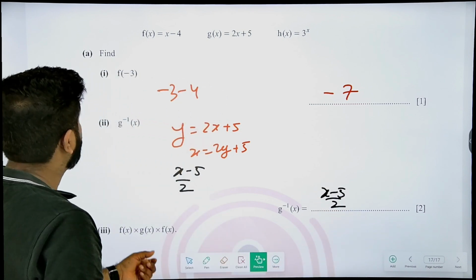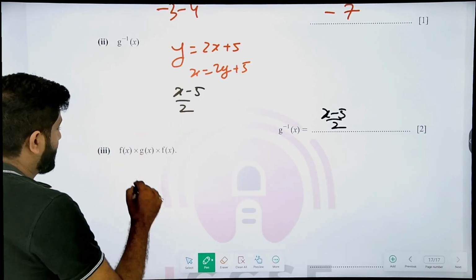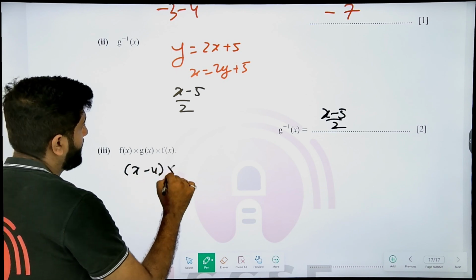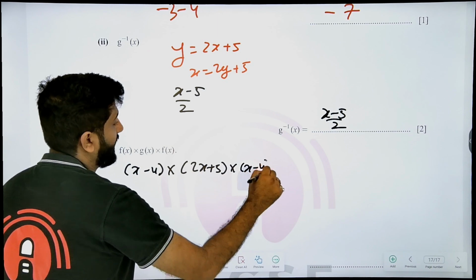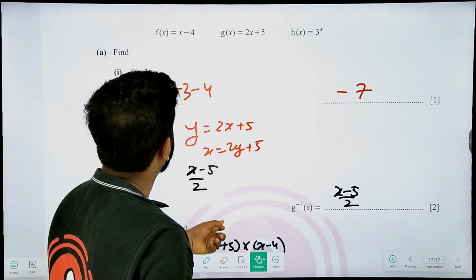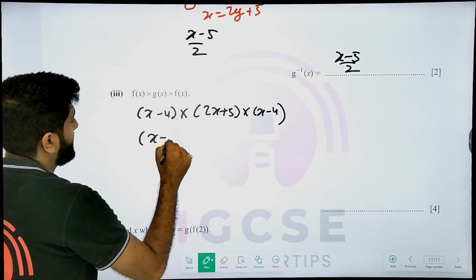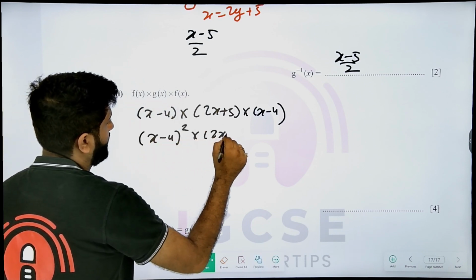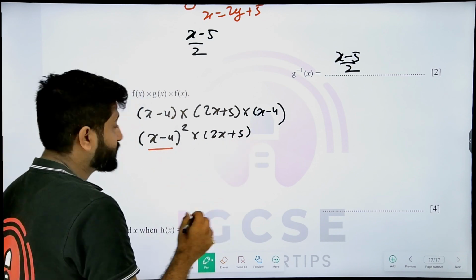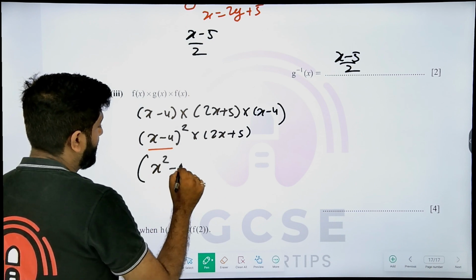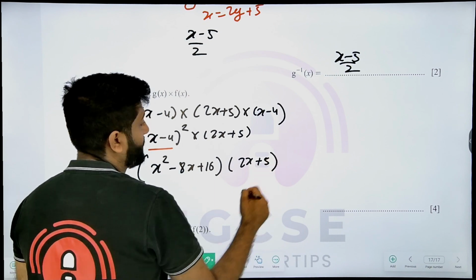Next, find f of x into g of x into f of x. I think f of x is x minus 4, into g of x, that is 2x plus 5, into again x minus 4. Right, let me just verify f of x. Yes. So let me write this as x minus 4 whole square into 2x plus 5, because I can apply the formula of expansion, which is a minus b whole square, that is a square minus 2ab plus b square, into you have 2x plus 5.